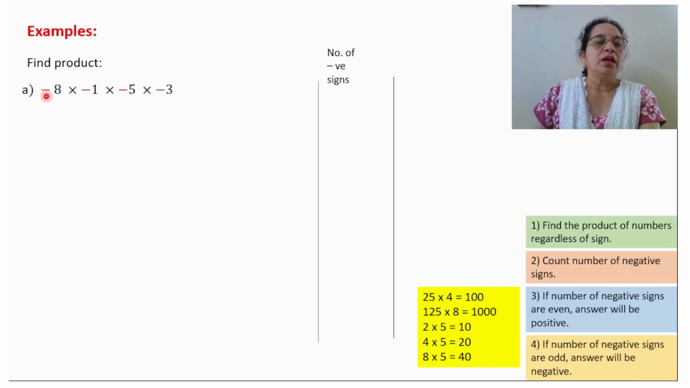So let us start. How many total number of negative signs are there? 4. 4 is an even number. It means your answer will be positive. So answer is 120.